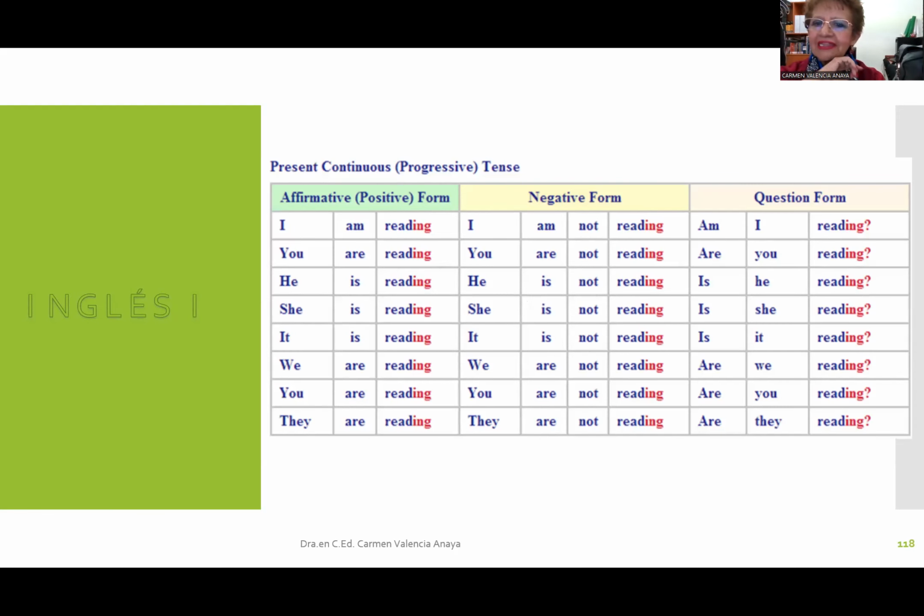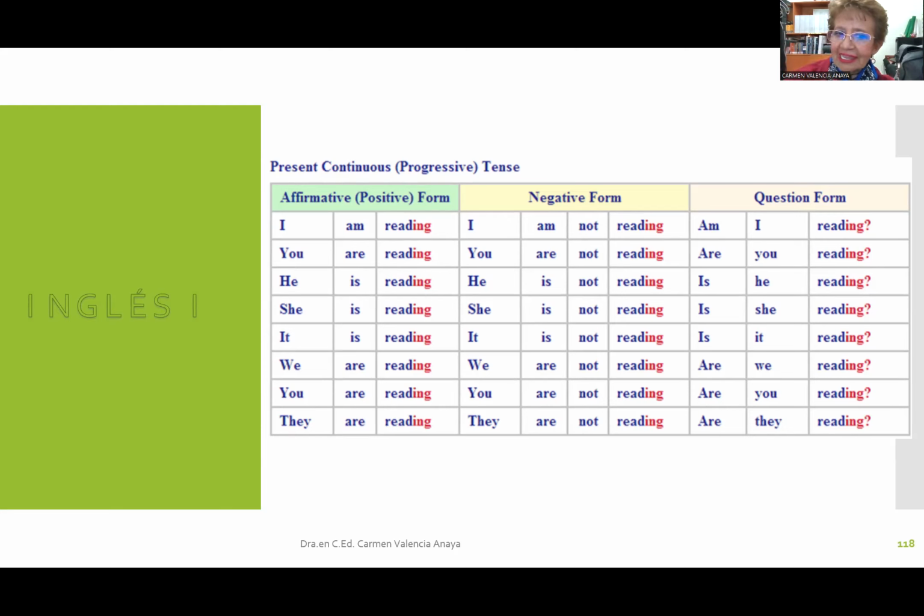Okay, now look at this chart in affirmative, negative, and question form. How am I going to form the present continuous? The present continuous is going to be formed by, at the beginning, the personal pronoun, the verb to be, the simple form of the verb, and I'm going to add ing. Look at this one. I am reading, you are reading, we are reading, they are reading. And it's going to be used for only one person.